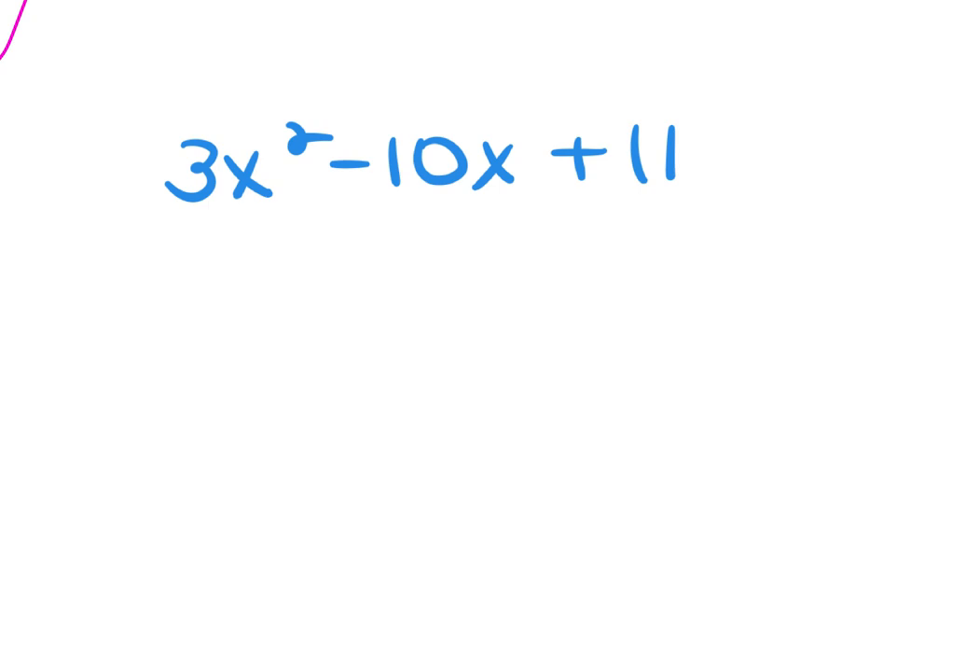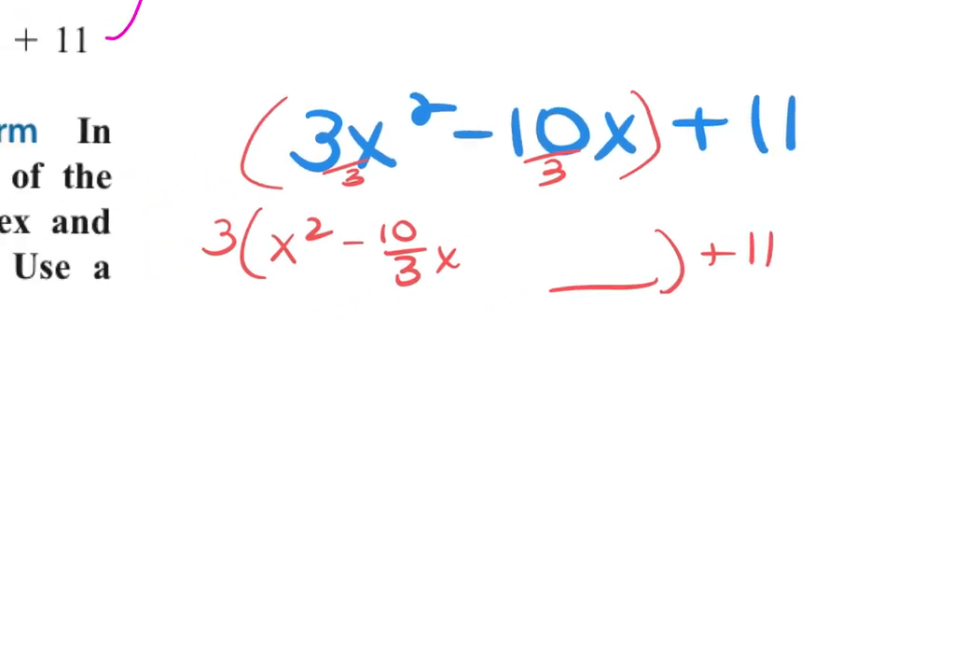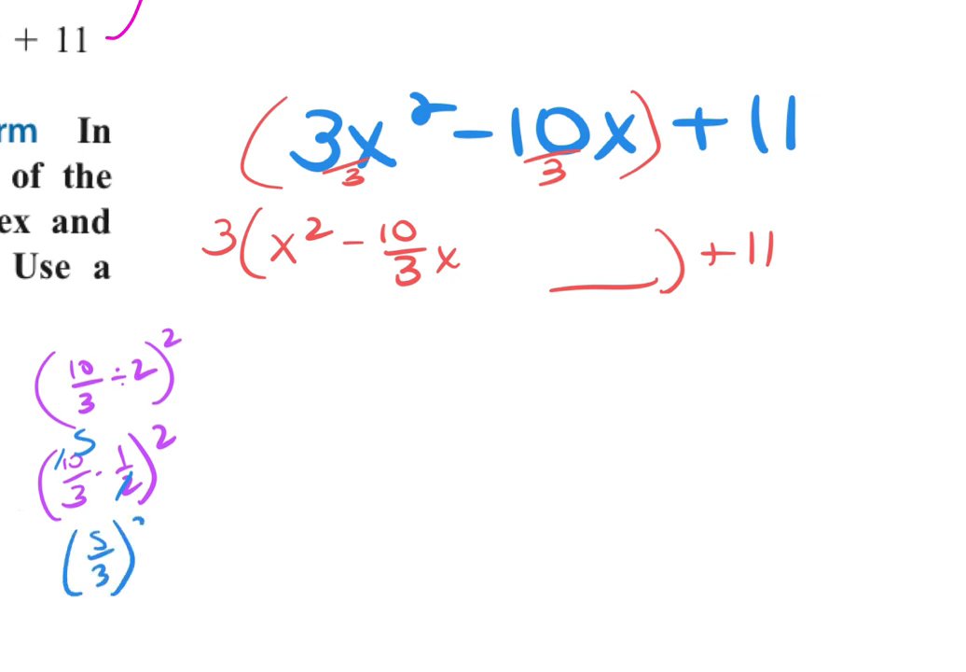All right, so we want to group together. This is completing the square. Group them together. Take out the 3, taking it off of here and here. Leave the space. Take the 10/3, divide it by 2, and then square it, or 10/3 times 1/2 squared. 2 goes into 10 5 times, so it's 5/3 squared, which is 25/9.